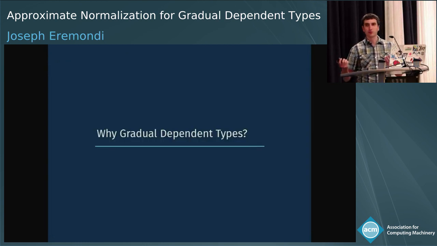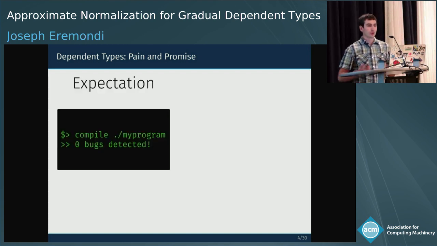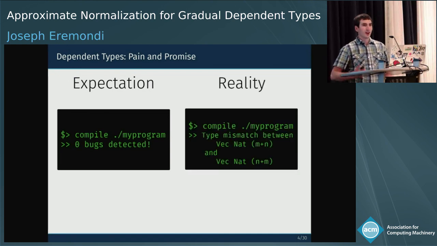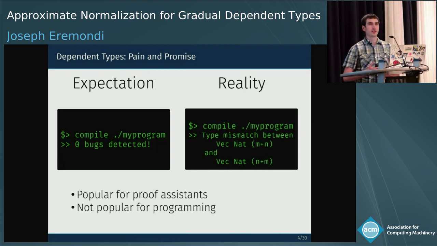But why do we want gradual dependent types? Why should we care? Dependent types have a lot of potential when it comes to reducing errors in programs. But while we'd really like to have dependent types just get rid of our bugs and tell us how to fix them, the reality is that we often spend a lot of time fighting with the compiler and trying to convince it that things that are correct are in fact correct. And so dependent types have become popular for proof assistants, but in the big picture, they're not popular as programming languages. They're not displacing C and Java. And this is really what we'd like to focus on, dependently typed programming.